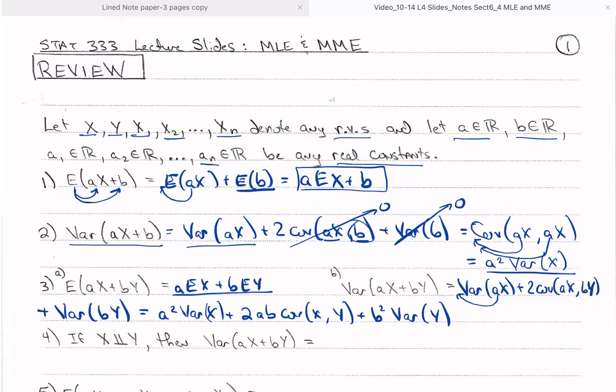So I hope this is familiar to you, and that it's very easy for you to do this and you remember it from last semester.